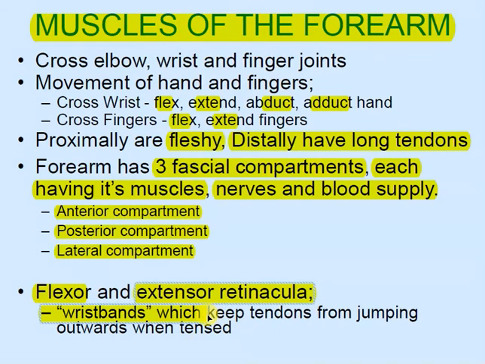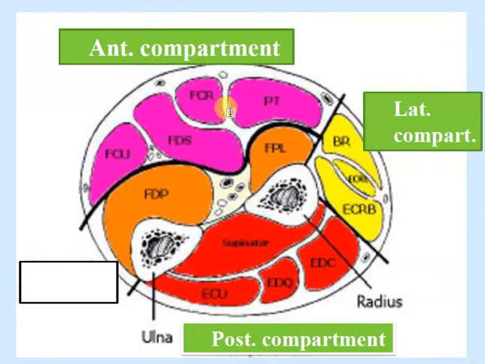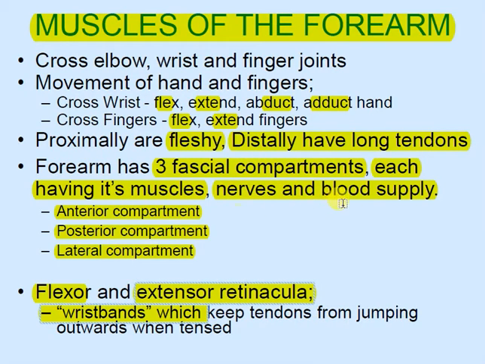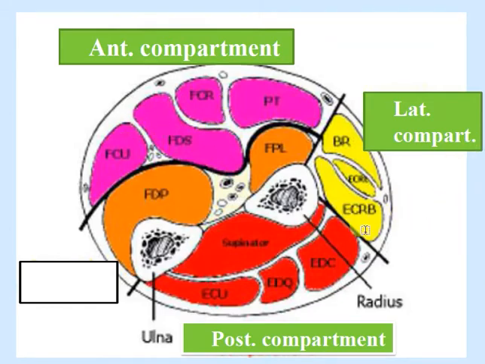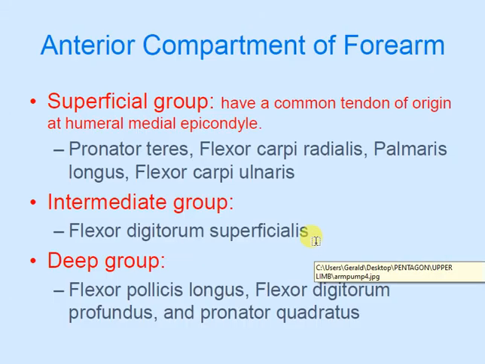These are wrist bands which keep the tendons from jumping outward when tensed. So the flexor and extensor retinacula do the work of making sure the tendons do not move out of place. You can see there is the anterior compartment, the lateral compartment and the posterior compartment. And for every compartment, we told you to understand the nerve supply, blood supply and muscles. So the anterior compartment has different muscles, and as you can see, we have the lateral compartment and the posterior compartment.